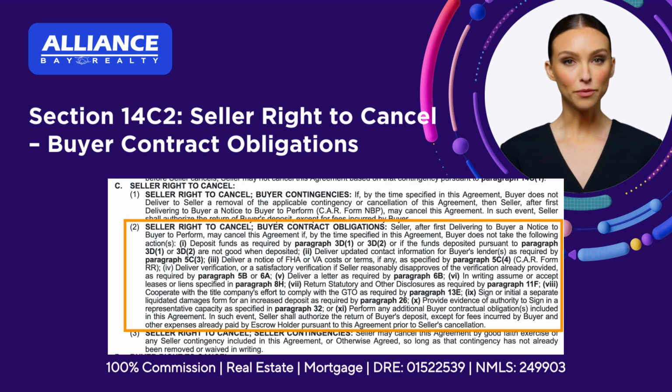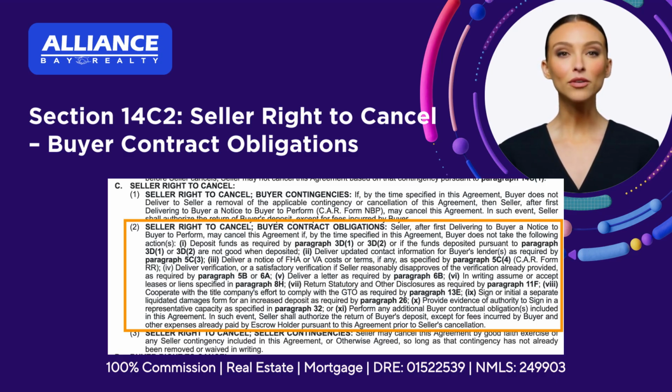Section 14C2, Seller Right to Cancel, Buyer Contract Obligations. Seller can also cancel if buyer is not performing certain contractual duties, such as 1. Failing to deliver earnest money or increased deposit, 3D/5C. 2. Failing to provide proof of funds, loan pre-approval, or other verification. 3. Not providing required letters for VA/loan terms, assumption documents, etc. 4. Not returning signed disclosures. 5. Not cooperating with GTO reporting, 13E. 6. Not signing instructions for an increased deposit.